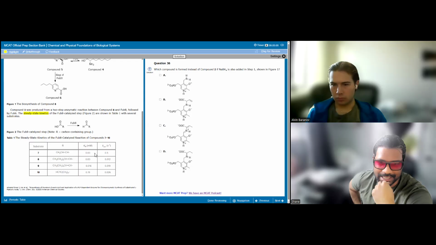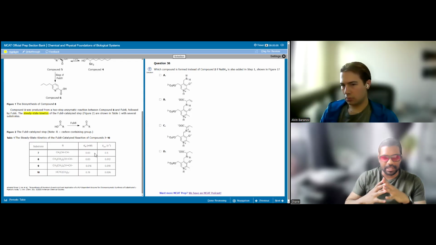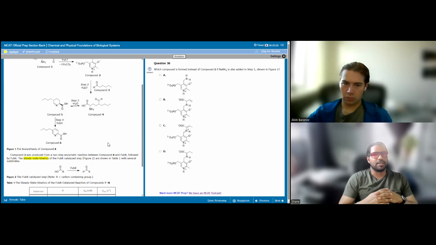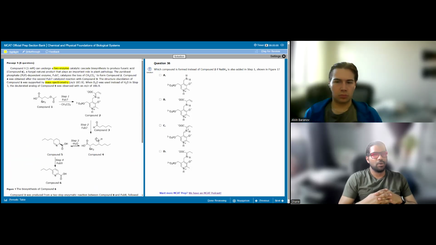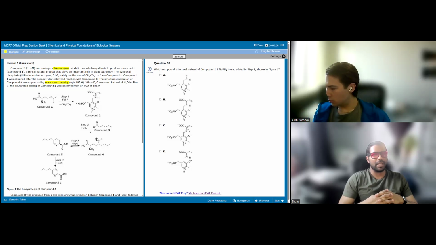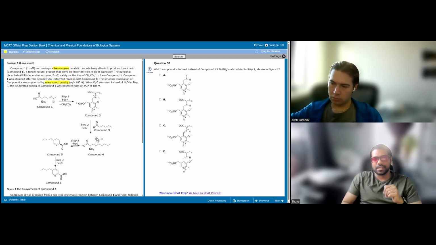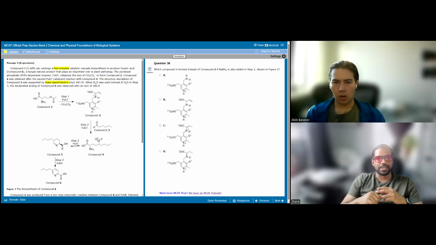Which compound is formed instead of compound 2 if the NaBH4 is also added to step 1, shown in figure 1? So that reduces things, but it's a weak reducing agent. It can't reduce carboxylic acids. It can't reduce amides. It can reduce aldehydes and ketones, and perhaps alcohols maybe.